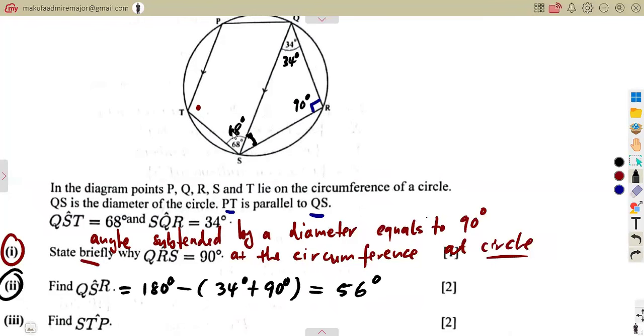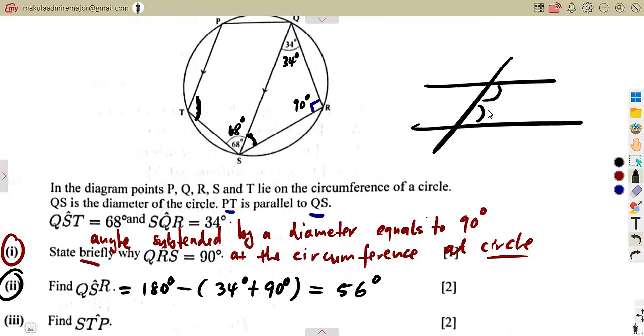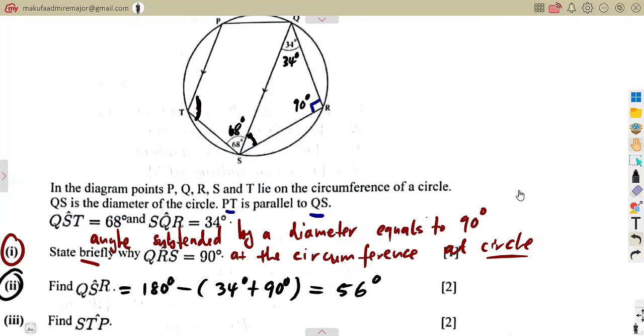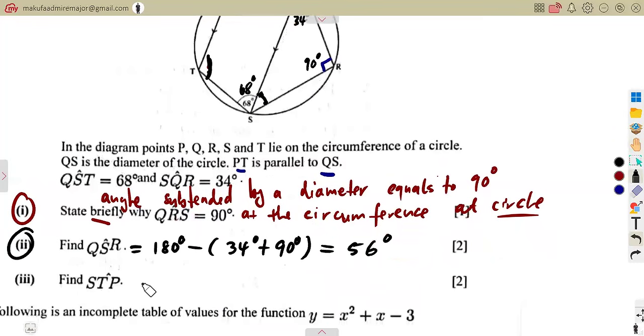Find STP, this angle that you're given. Remember, I talked about parallel lines. If these two lines are parallel, these are co-interior angles, and co-interior angles are supplementary, they add up to 180. So to find this angle, it was simply 180 degrees minus the 68 degrees that you're given, and that gives us 112.